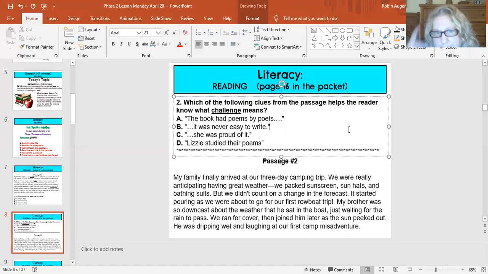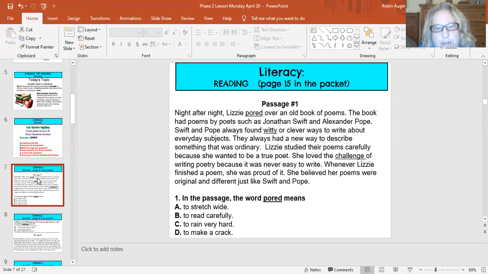So we probably can start eliminating in our head right now which ones really are kind of silly and don't fit. Let's go back and read the passage one more time.